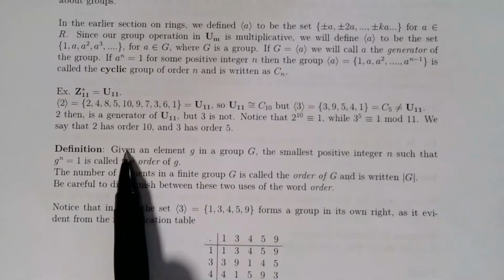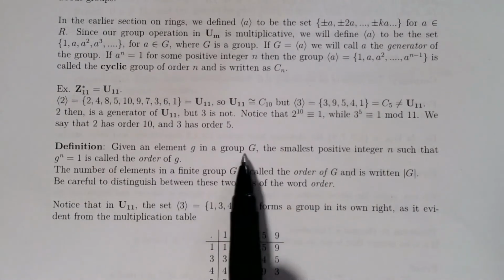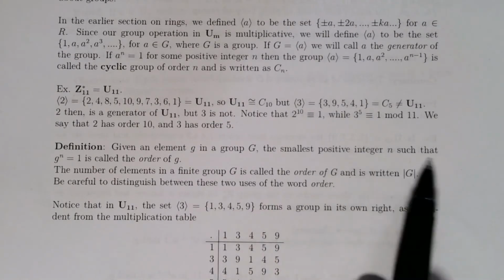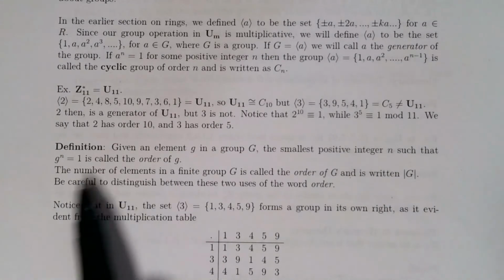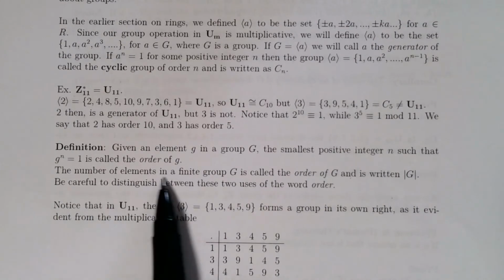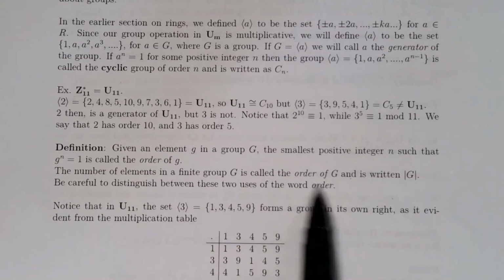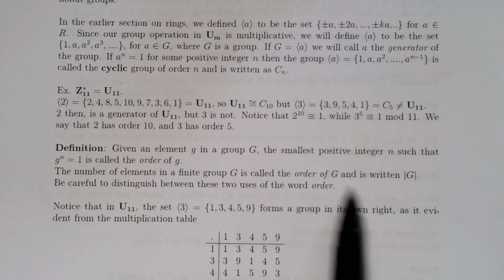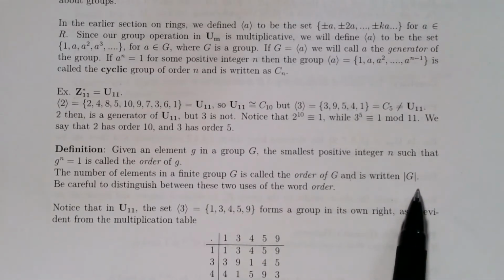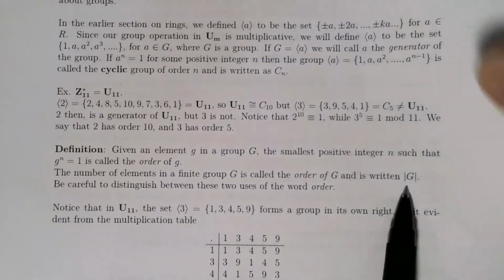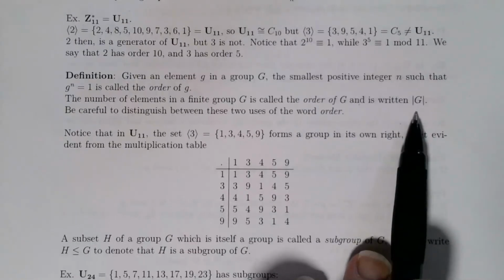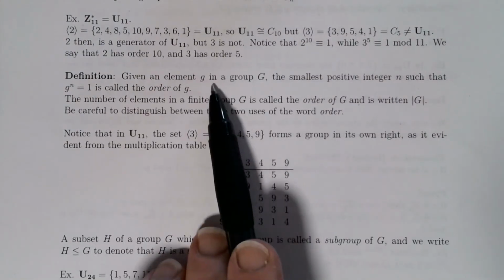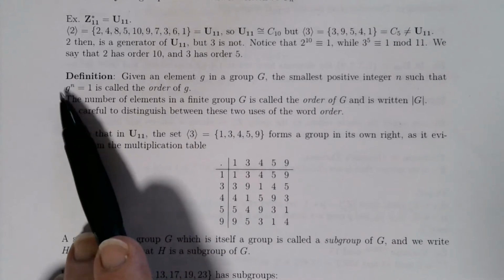So here's our definition. Given an element little g in a group capital G, the smallest positive integer n so that g to the n is 1 is called the order of g. Now also, the number of elements in a finite group G is called the order of capital G, and it's written with these absolute value signs around G. Now be careful to distinguish between these two uses of the word order. The order of an element is the smallest power you need to raise that element to get 1.